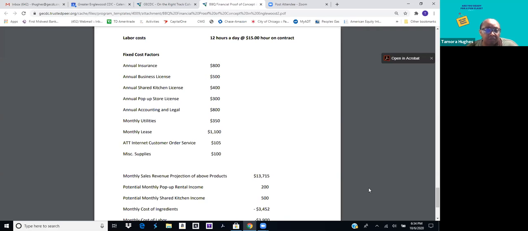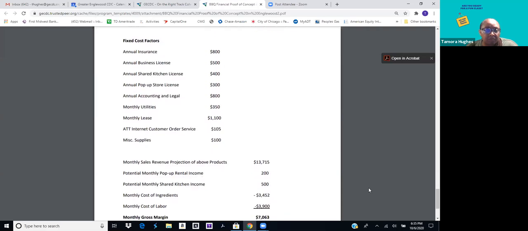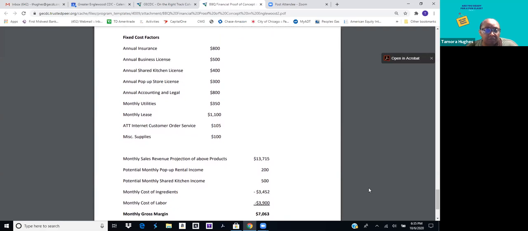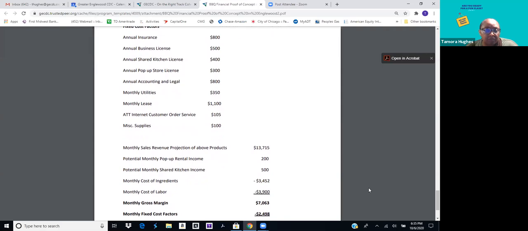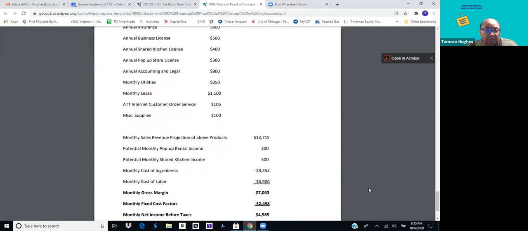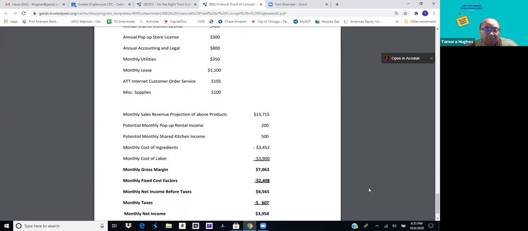There's a liability insurance on a monthly basis that would be about $60. An annual business license, we've already talked about that in startup costs. Other licenses, legal, accounting. This is really accounting. $800 accounting. You need to make sure, unless you want to tackle QuickBooks by yourself, you need some help with the accounting and the bookkeeping. The monthly lease is $1,100, and then the other costs.